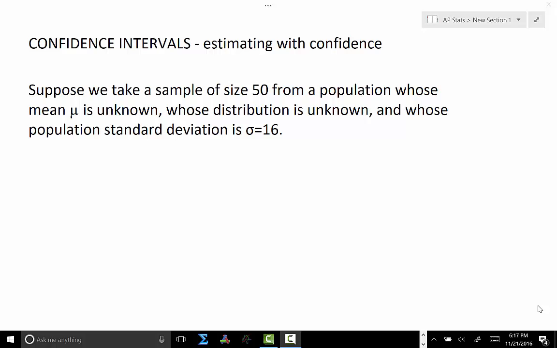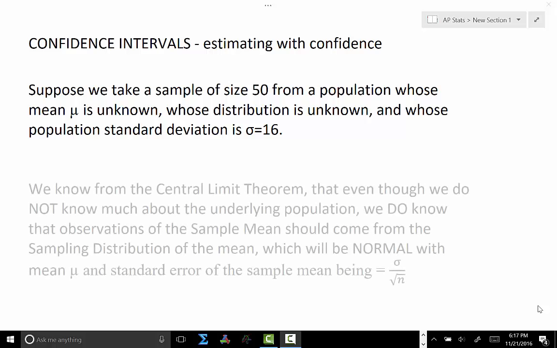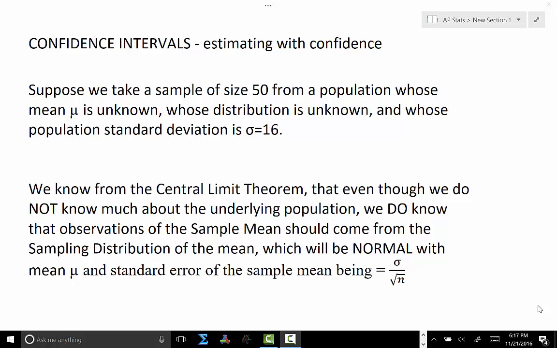Suppose we take a sample of size 50 from a population whose mean mu is unknown, whose distribution is unknown, and whose population standard deviation is sigma equals 16. Even though we don't know anything about the underlying population, because n is large enough, we can conclude that the observations of the sample mean should follow a normal distribution. In other words, the sampling distribution of the mean will be normal, with a mean mu and a standard error of the sample mean being the population sigma over root n.